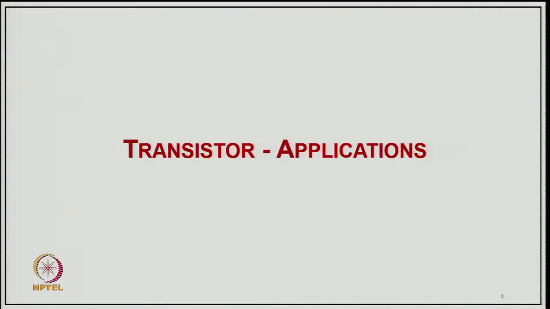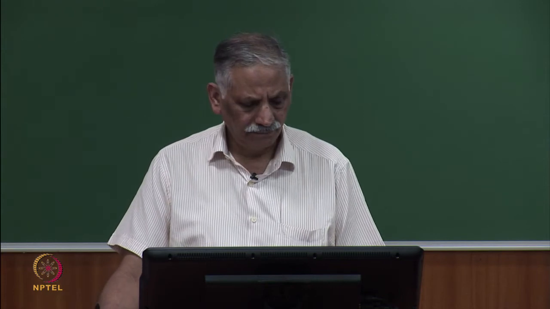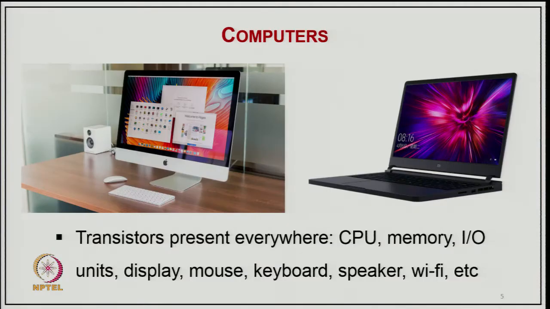Starting again with the transistor applications, which we discussed many times in the last lecture also, that gives the motivation for why we are studying this transistor. Transistors are used in many places, especially computing processing units, which we call CPU for short, then memory, input-output units, display, mouse, keyboard, speaker, Wi-Fi. These are some of the applications in computers where we use the BJT, and the size of the BJT is becoming smaller and smaller day by day, so that in the same volume you can accommodate a large number of transistors.